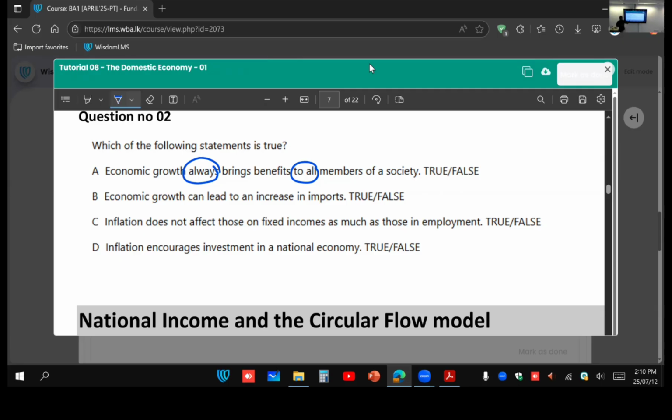We need to deal with the international context. When the economy is growing, production definitely grows. When production grows, you might need raw materials which are not available in the particular country. So definitely you will have to go to imports. So that is true. First one is false. True. Third one, inflation does not affect those on fixed incomes as much as those in employment.